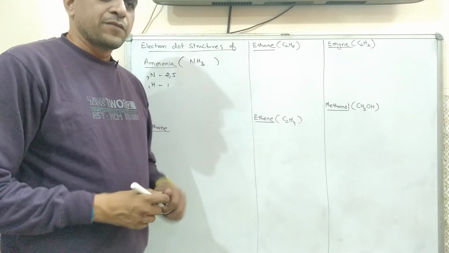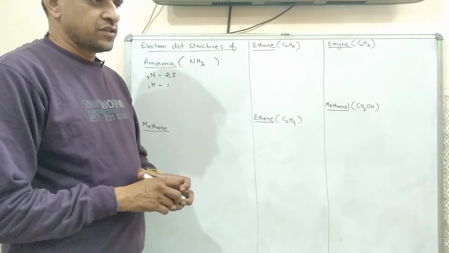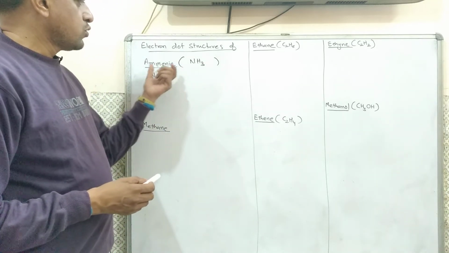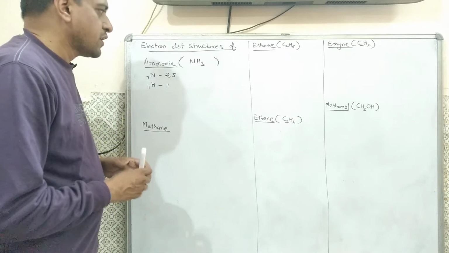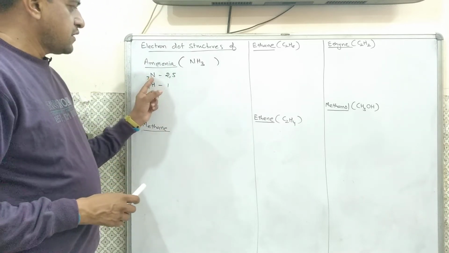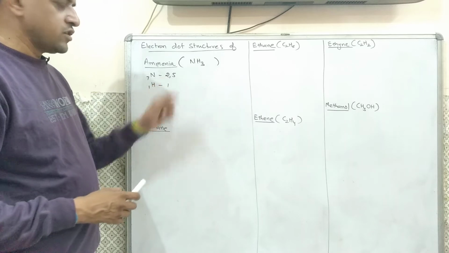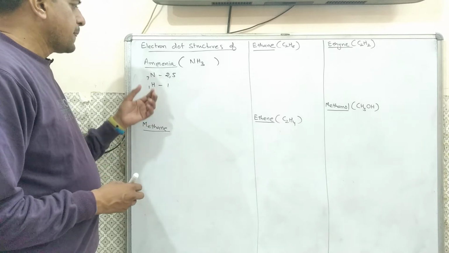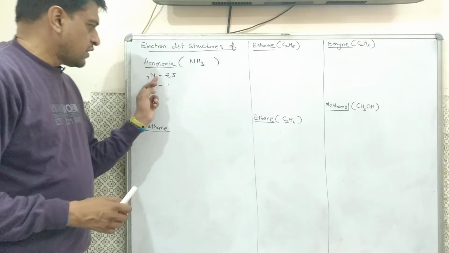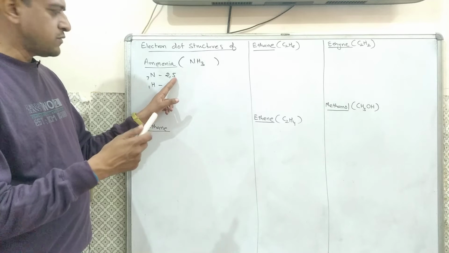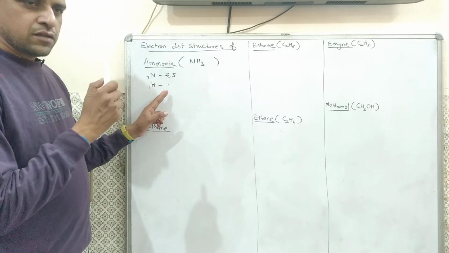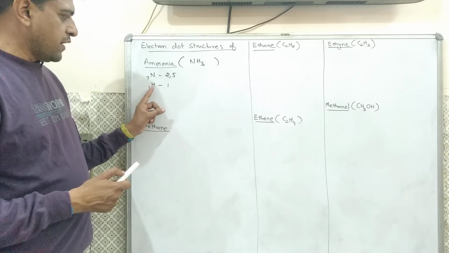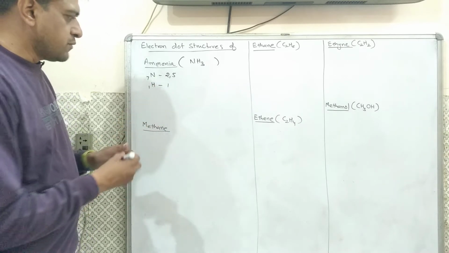Good morning, students. After completing the electron dot structures of some covalent compounds, we will now move to the next structure, that is ammonia. The formula of ammonia is NH3. Nitrogen's atomic number is 7, electronic configuration is 2,5. Hydrogen's electronic configuration is 1. Now, in this electronic configuration, nitrogen requires 3 more electrons to become stable, while hydrogen requires 1 electron to become stable. It means 1 nitrogen will combine with 3 hydrogen to become stable.